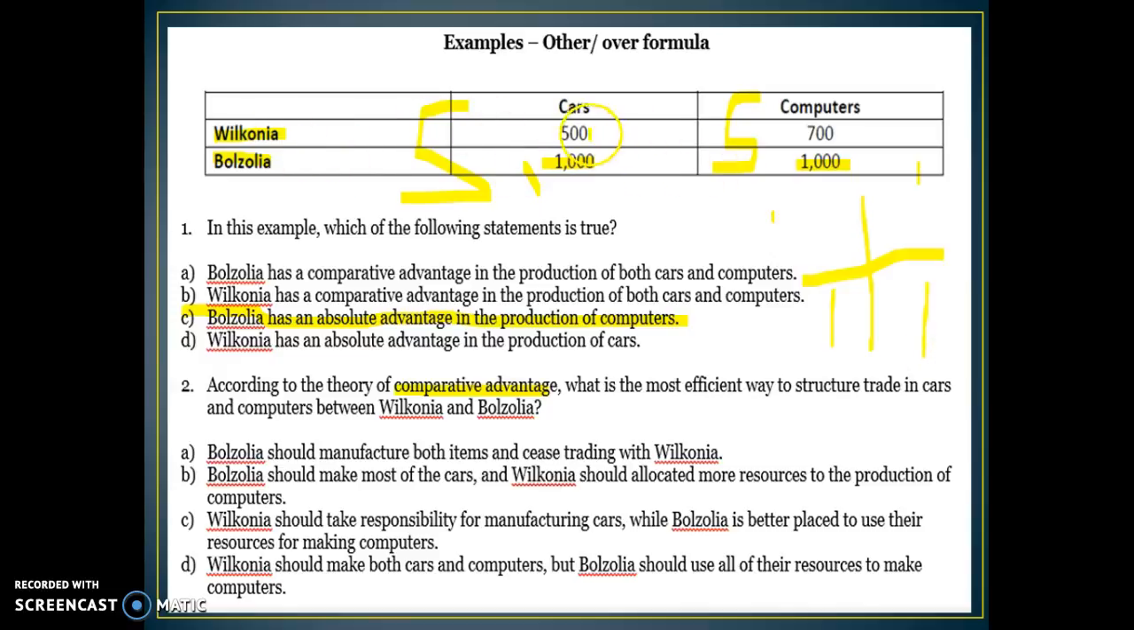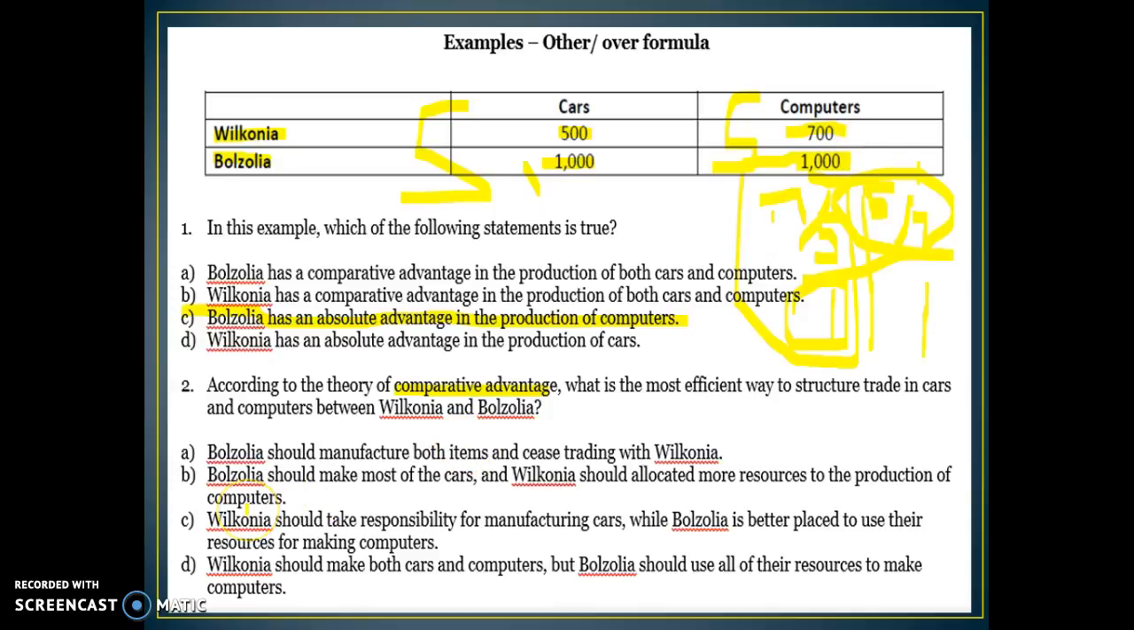So for Wilconia, if they want to produce a car, their opportunity cost the other way over, so 700 divided by 500, so their opportunity cost is 7 on 5. And if they want to produce a computer, their opportunity cost would be 500 divided by 700, which is 5 on 7. So this is the opportunity cost for both countries in terms of producing cars. So clearly, Bolzolia has the lower opportunity cost for producing cars, whereas Wilconia has a lower opportunity cost of producing computers. So they would specialise.